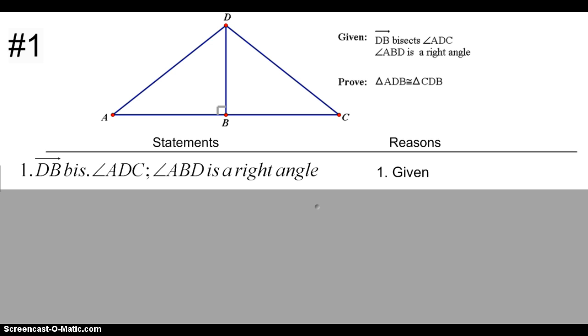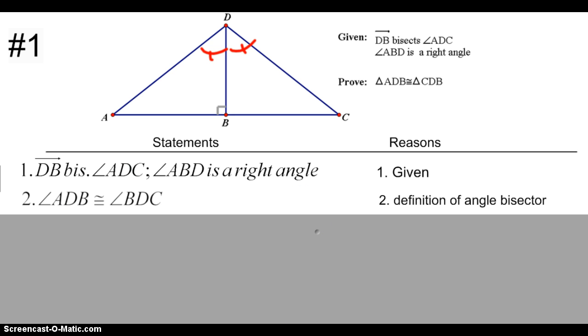So if I know that DB is bisecting angle ADC, if you think about how you would mark that on your picture, marking that on our sketch, we would mark these two angles congruent, right? Well, then that should be our next statement in our proof: that angle ADB is congruent to angle BDC, and that's your definition of angle bisector.